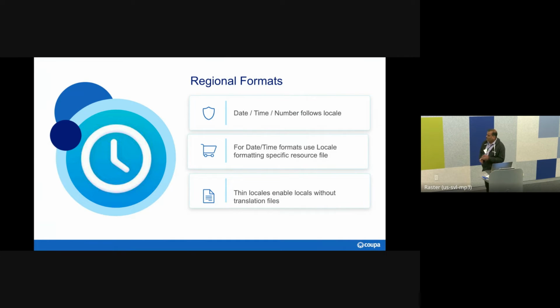In Coupa, what we did was we did not use the standard I18n gem because we had some custom locales and other issues. So we used a locale formatting specific resource file. All the formats are stored in a single file, and we use that one. And that format resource file is created using CLDR. So whenever there is a Unicode CLDR release in spring and in fall, we use them to regenerate the formats file.